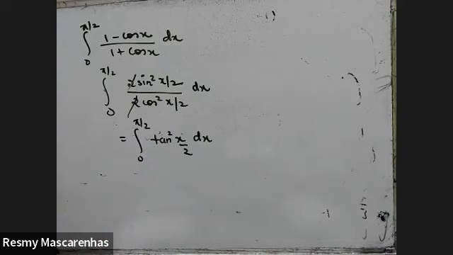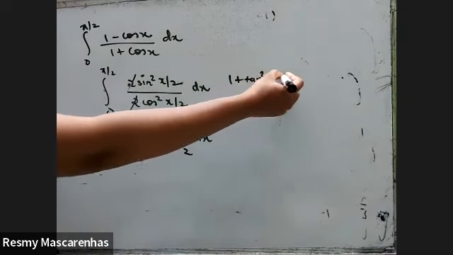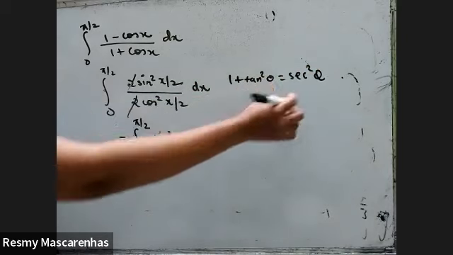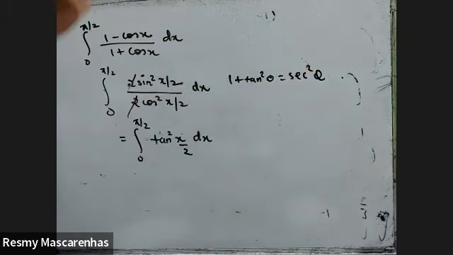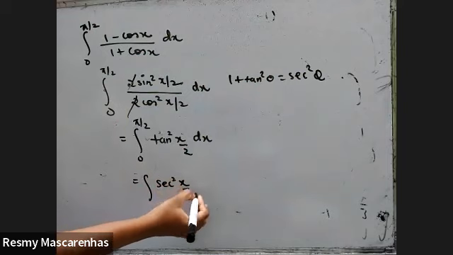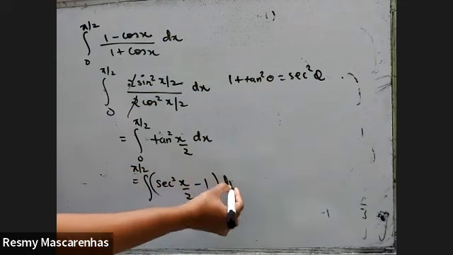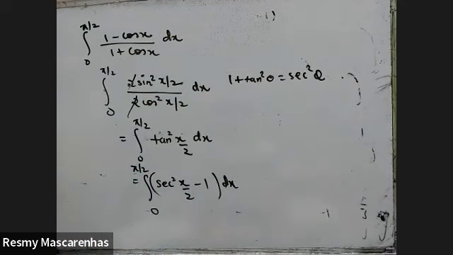So I have to convert it into a single term, in terms of sec square, because the integral of sec square I know. So tan square theta, you know that 1 plus tan square theta is equal to sec square theta. So tan square theta I can write as sec square theta minus 1. And integral of sec square theta is tan theta.